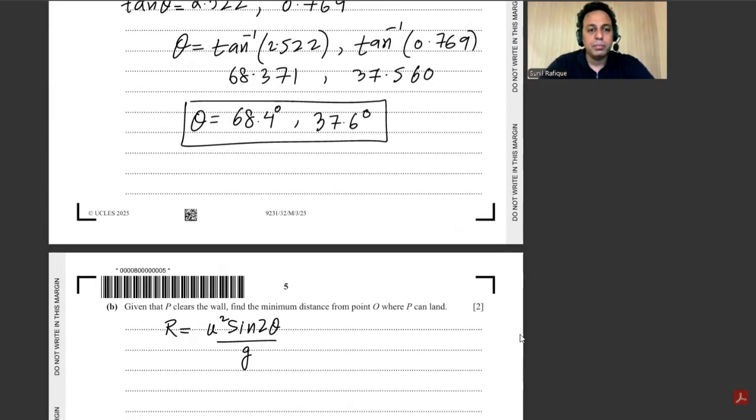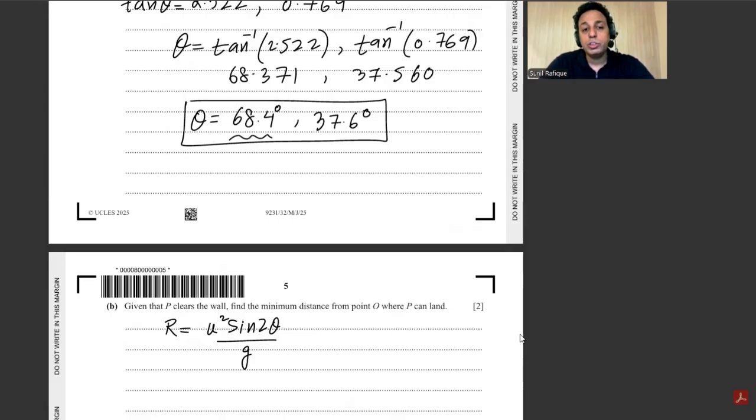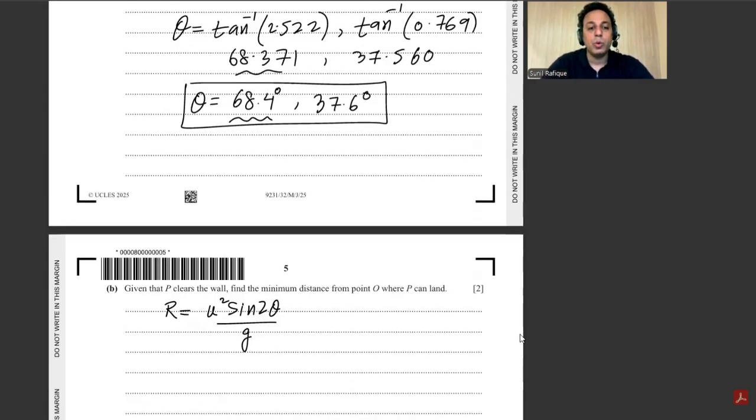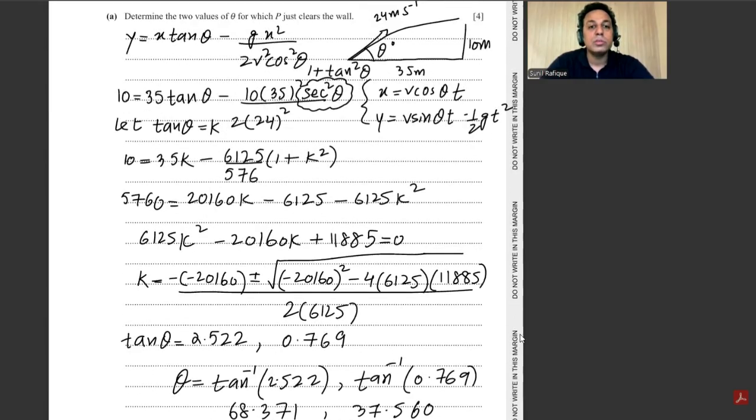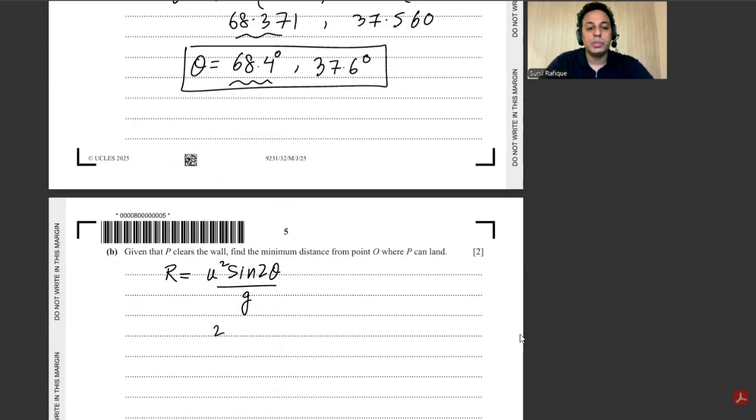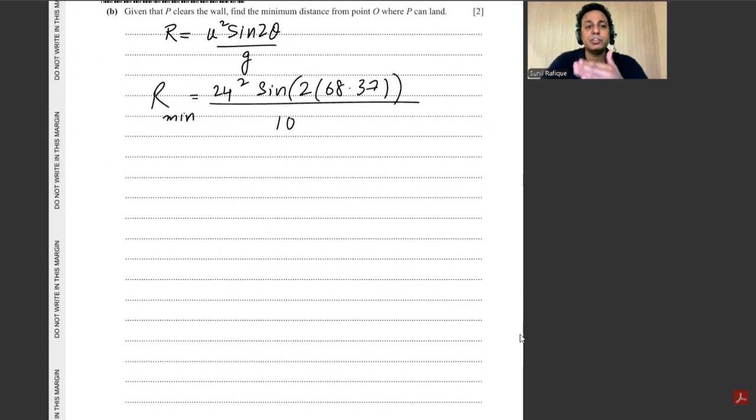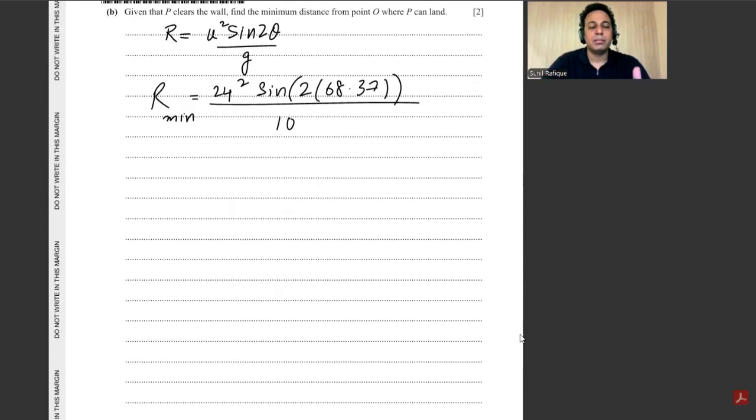Okay, so I'll be using, now watch out, don't use the rounded one, instead use the unrounded one. So u is just, what's u? That's 24 squared, and sine 2 times, I'm using the 68.371. Keep it a bit unrounded so the final answer doesn't get deteriorated. So that's going to be the range minimum. And similarly, if they say find all the possible ranges, then you can find the upper bound and the lower bound as well, right?